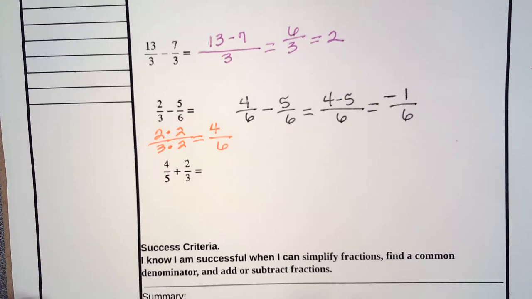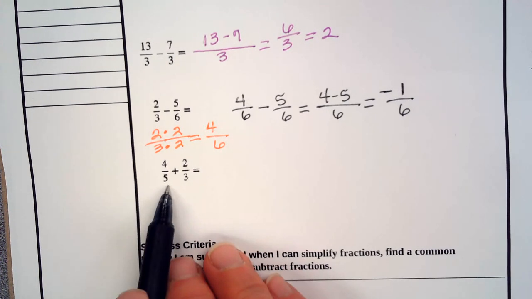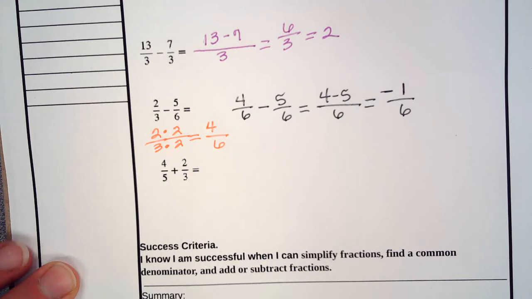So if they're both the same denominator, you're great. If one of them is a factor of the other, it's easier. But what if they're neither one a factor? Then you have to look and think. I've got 5 and I've got 3. I'm looking for my least common multiple.